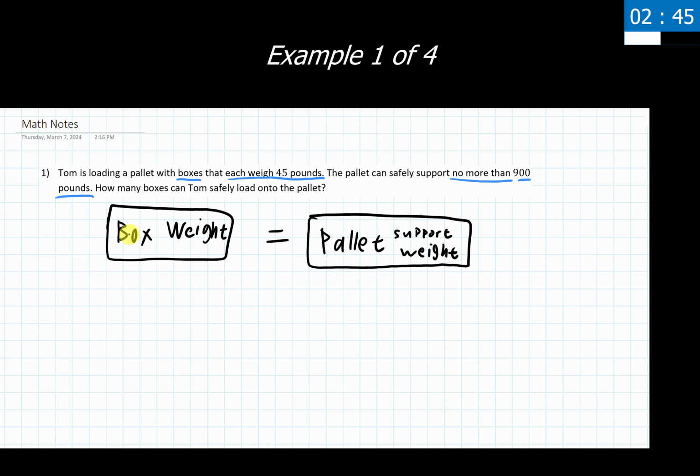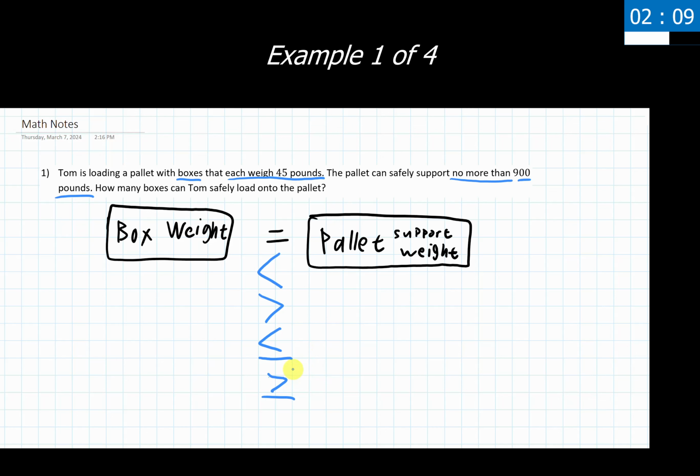Now, are we looking for this weight to be equal, or are we looking at maybe something with an inequality showing up? So we're going to have an inequality here. We could revise this from being an equal sign to a less than sign, a greater than sign, less than or equal to, or greater than or equal to sign. Do we want the box weight to be less than the pallet support weight? Do we want it to be greater? And think of it like that.